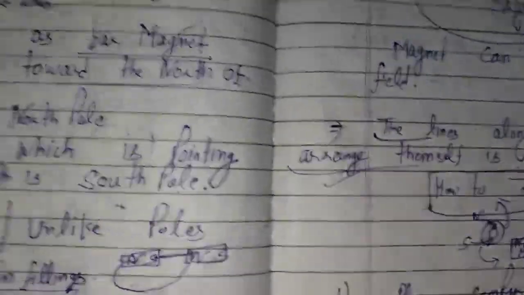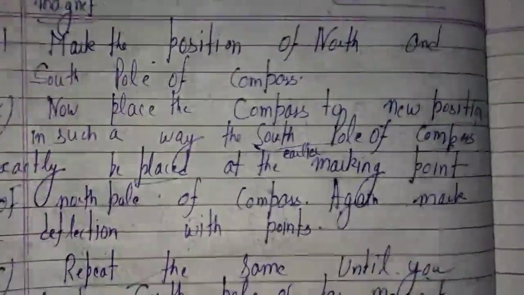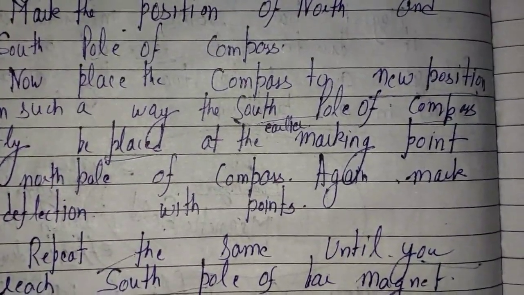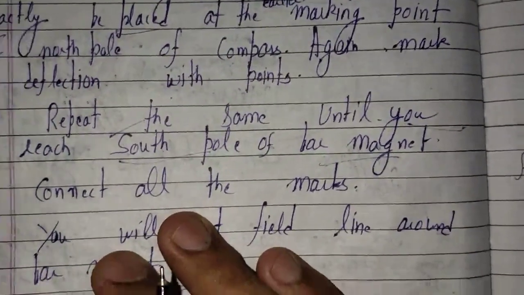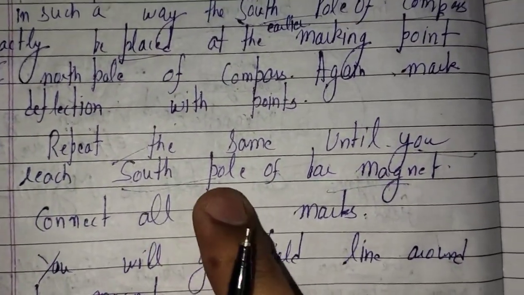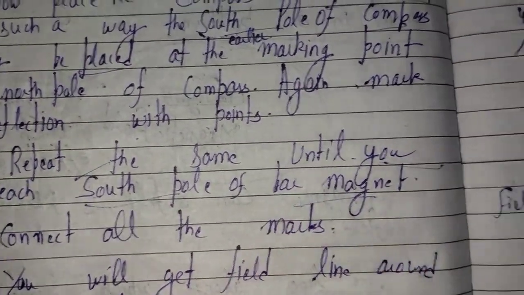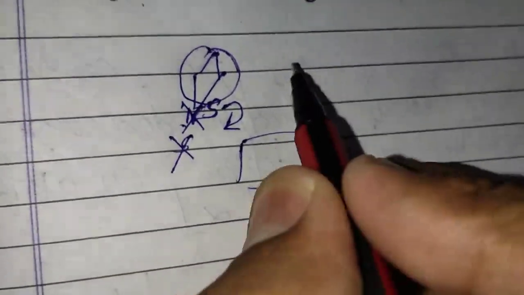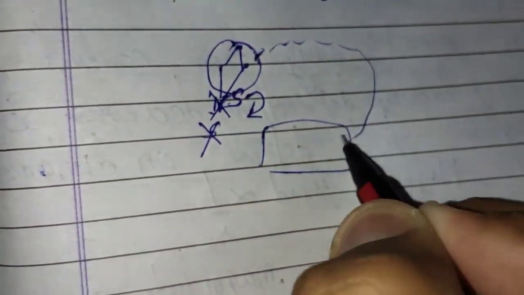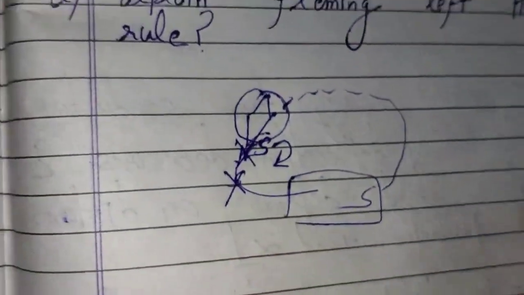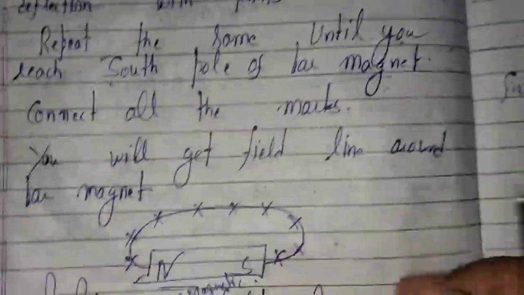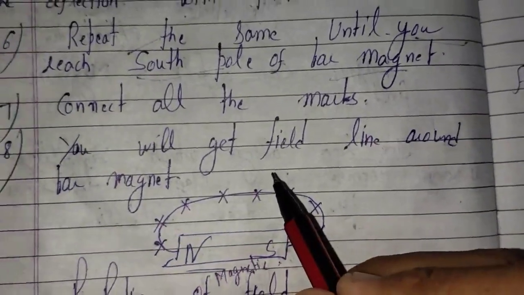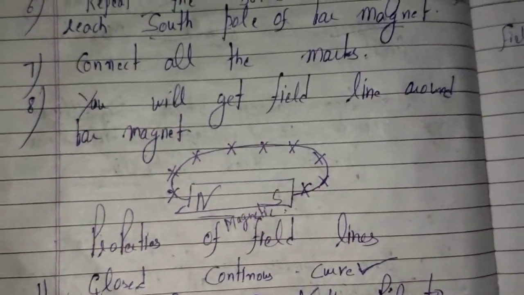Then again you will note down the deflections and mark the readings. You will repeat this experiment until the magnetic compass reaches the south pole of the bar magnet. That means you will perform this experiment till the compass reaches the south pole. Connect all the marks. You are going to get the magnetic field lines around the bar magnet.